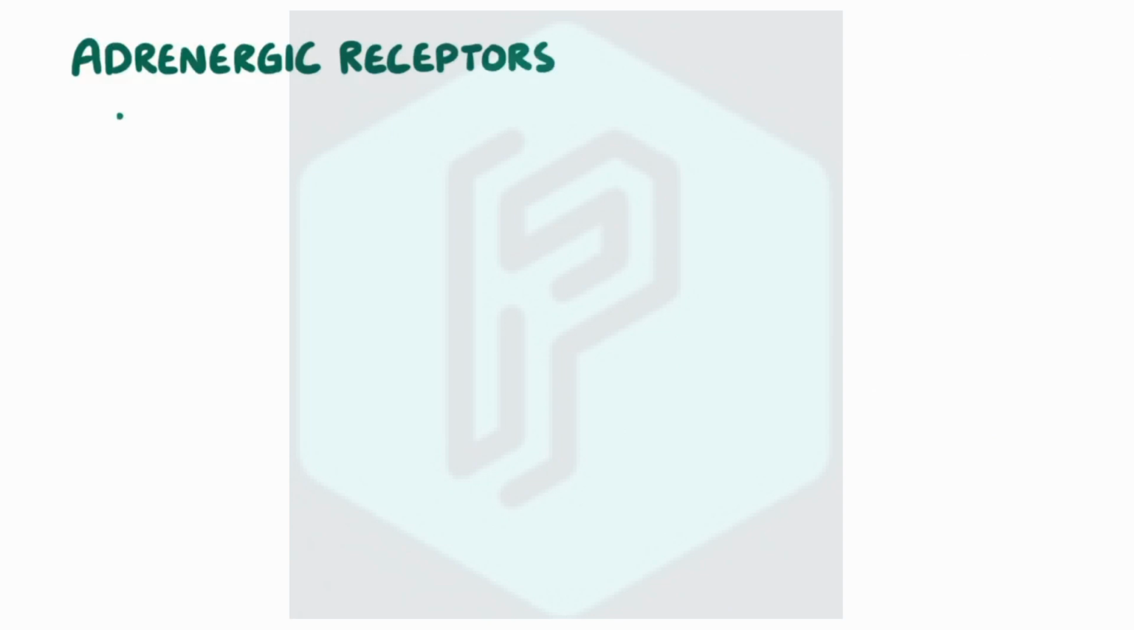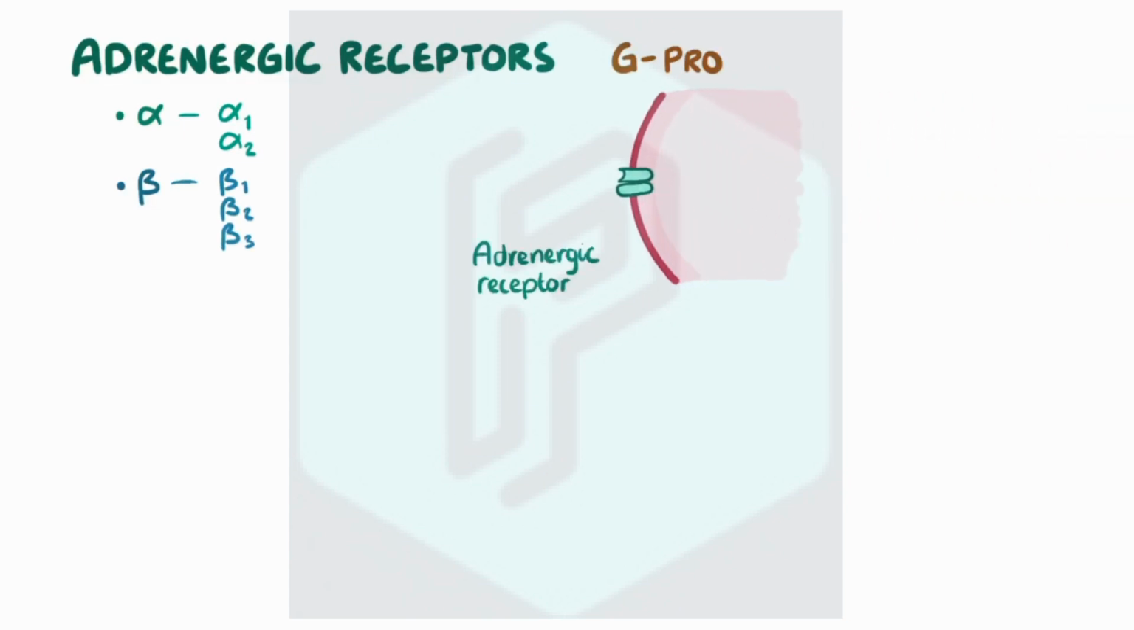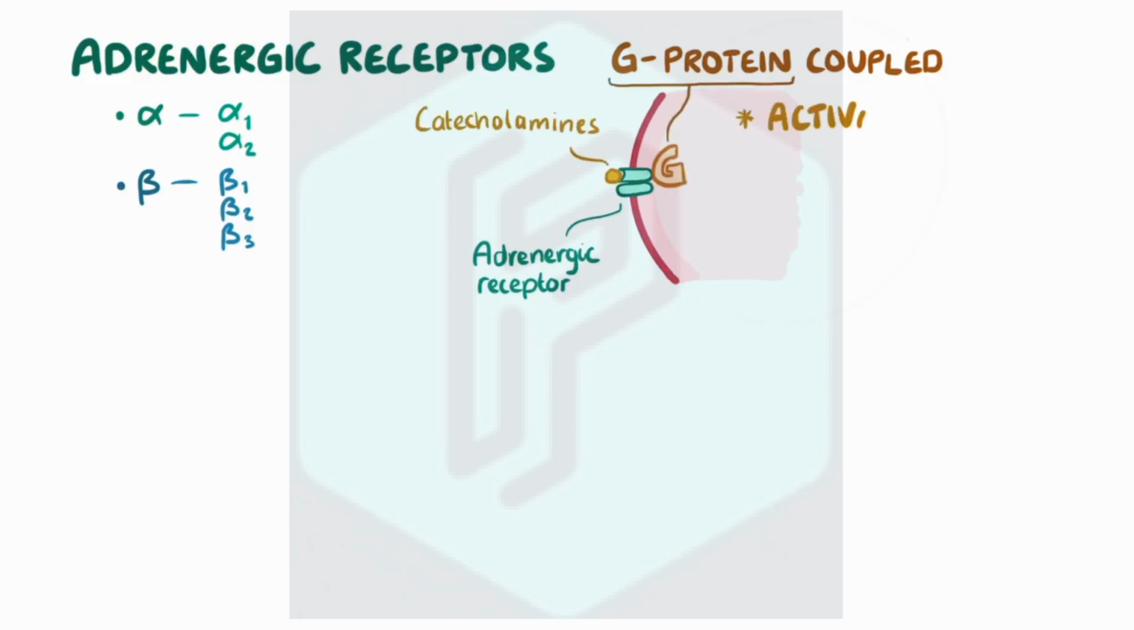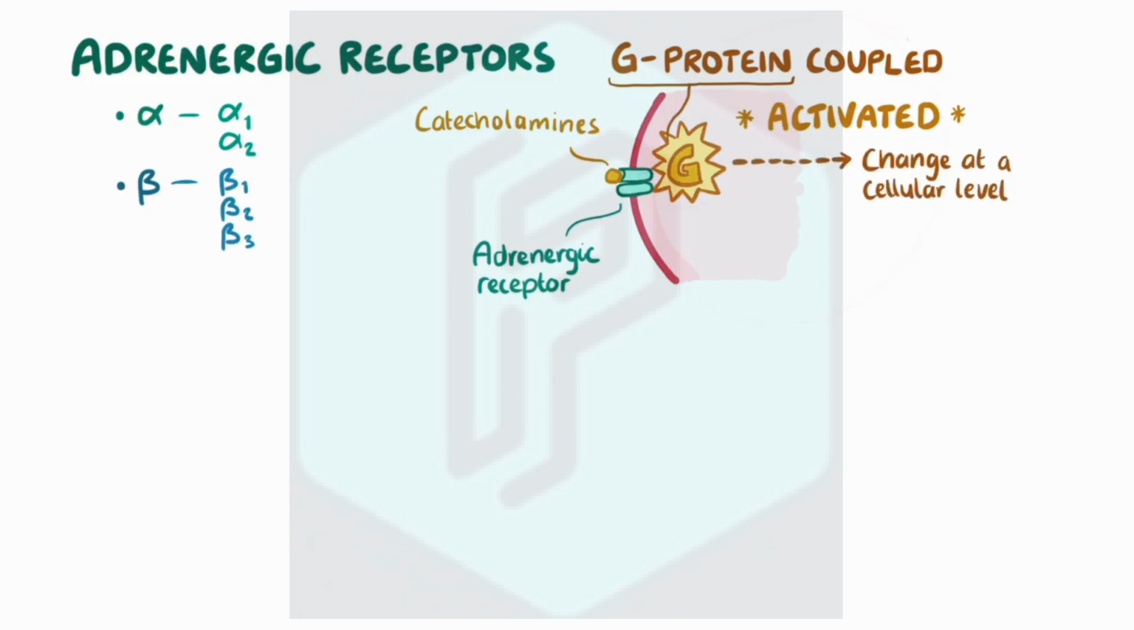Now, there are two main groups of adrenergic receptors, alpha and beta receptors. Alpha receptors have two subtypes, alpha 1 and alpha 2, while beta receptors have three subtypes, beta 1, beta 2 and beta 3. Each of these adrenergic receptors is a G-protein coupled receptor, meaning that when a catecholamine binds, it activates intracellular proteins called G-proteins. These G-proteins ultimately enable cells to change in a number of ways, and that's how the sympathetic nervous system creates a change at a cellular level.